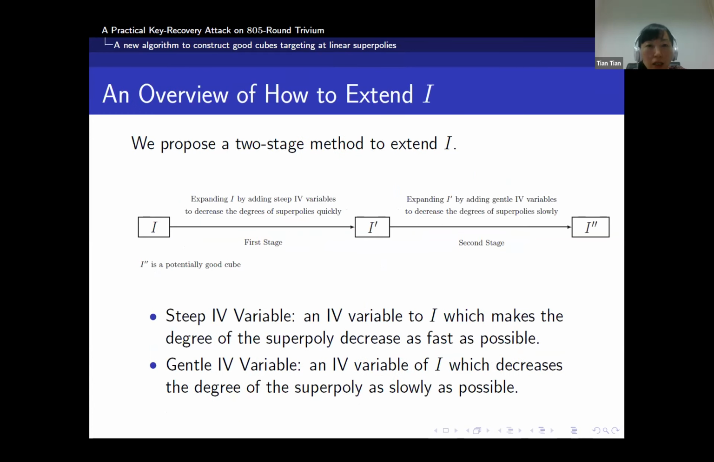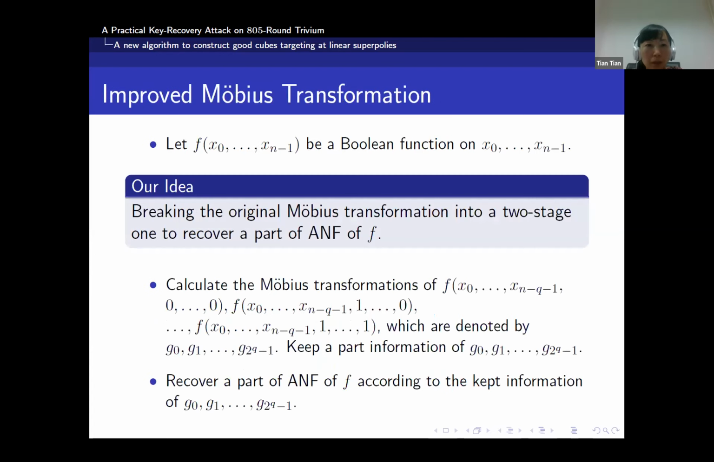Then we extend a starting cube to a large cube. First, add every variable to I, which makes the degree of the superpoly decrease as fast as possible. Then we found that sometimes the degree drops from 10 suddenly to 0. Then we go back and add every variable to I, which decreases the degree of the superpoly as slowly as possible, making it near degree 1, a linear superpoly.